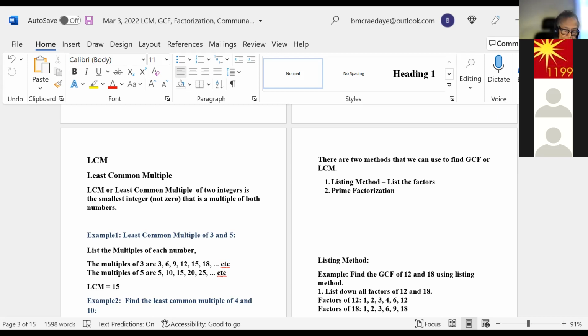Four and 10. This is your multiples of 4 and your multiples of 10.